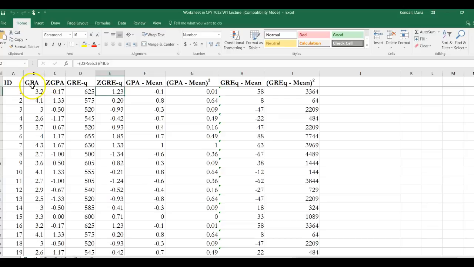So that's what we have here: the GPA in column B, and then in column D, we have the quant score. And this is old quant score. This is a data set from an old textbook that I had on hand, so the GRE scores look much different now. But don't let that distract us, because this is just an example.